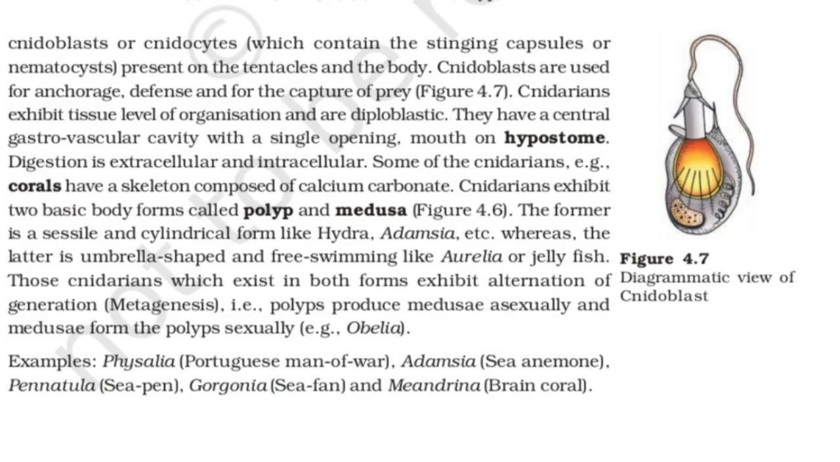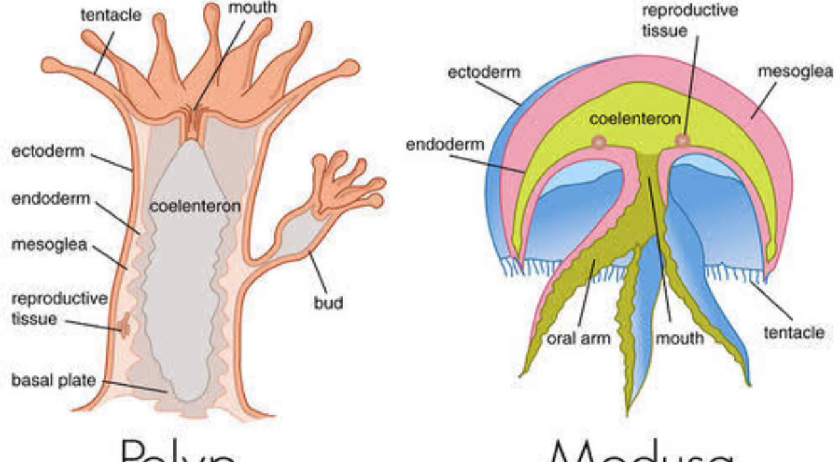Cnidarians exhibit two different body forms. One is the polyp form and one is the medusa form. The polyp form will be sessile, as we have discussed earlier, which means they are attached to a substratum and not moving. Their shape will be cylindrical, whereas the medusa form will be umbrella shaped and free swimming, like Aurelia, and they have the tentacles.